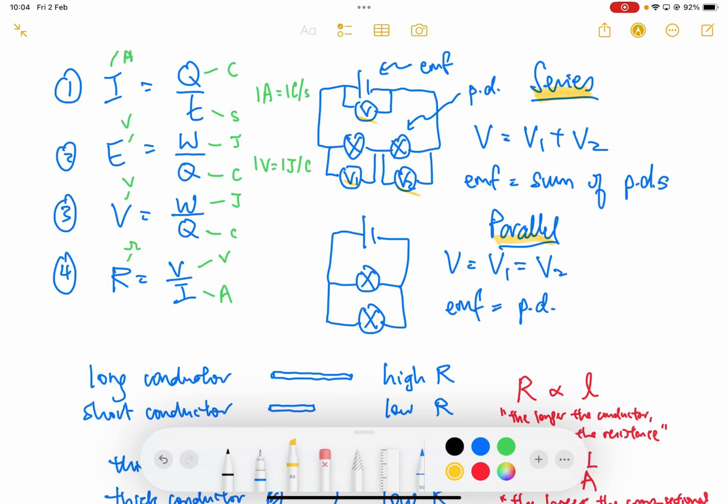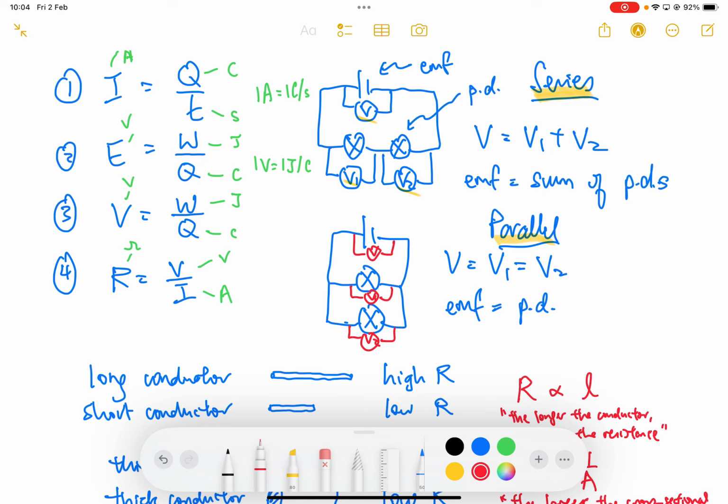your V is constant. So if I were to put a voltmeter over here, I call it V, and if I put a voltmeter over here, I call it V1, and a voltmeter over here, I call it V2, they will all be the same. V equals V1 equals V2.